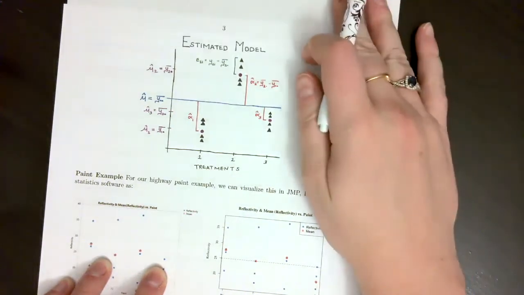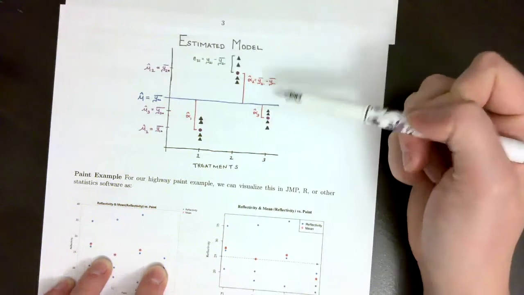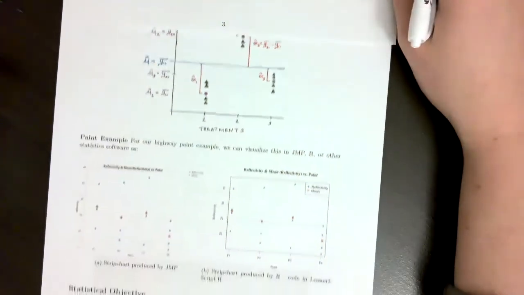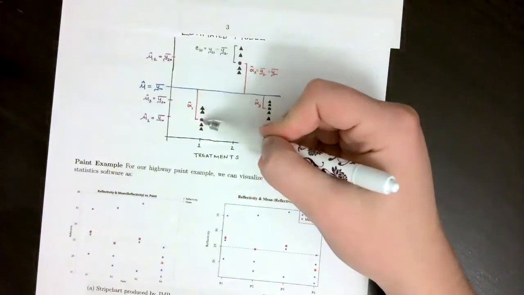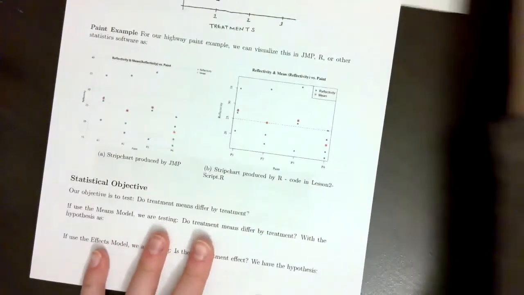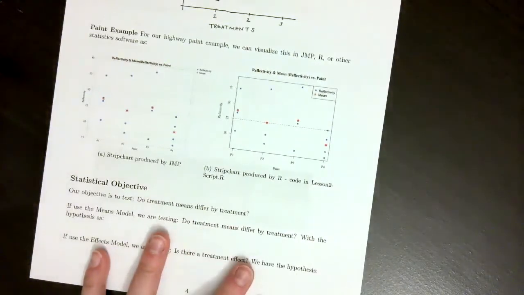So hopefully you noticed that with this estimated model, there's a big connection between the estimated and the conceptual model. I'll leave that for you guys to make those connections between the estimated and the conceptual. How this can relate back to our pain example is we had our means and then we had our observations. For our pain example, we can visualize this in R or JMP.